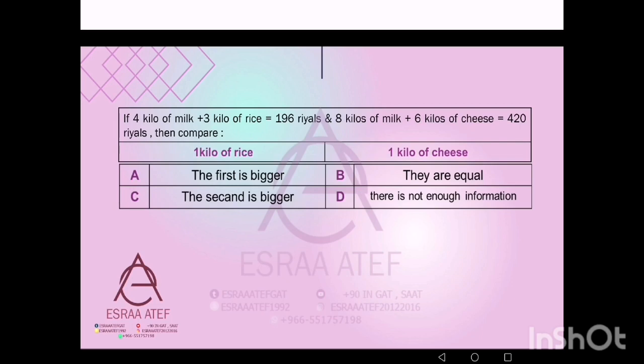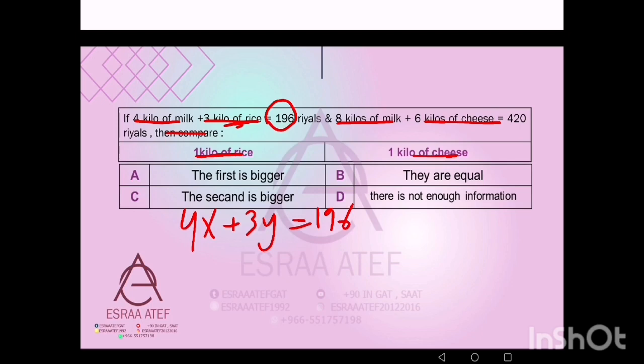Next one, here we have 4 kilos of milk plus 3 kilos of rice equals 196, and 8 kilos of milk plus 6 kilos of cheese equals 420. Compare between 1 kilo of rice and 1 kilo of cheese. Okay, here we have 4 kilos of milk, for example 4x, and 3 kilos of rice, meaning for example 3y, equals 196. And here we have 8 kilos of milk, which will be the same, 8x, because we said that milk is x, and 6 kilos of cheese, so it will be 6z for example, equals 420.